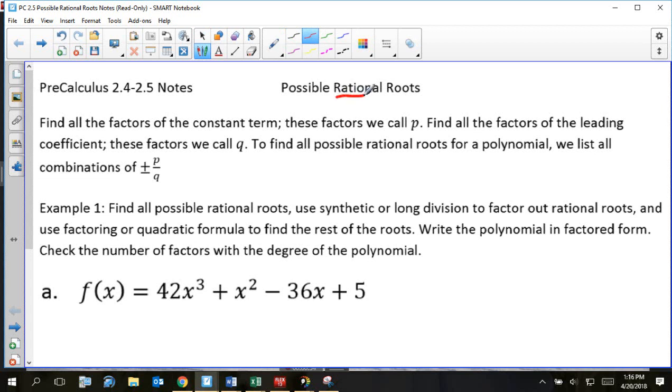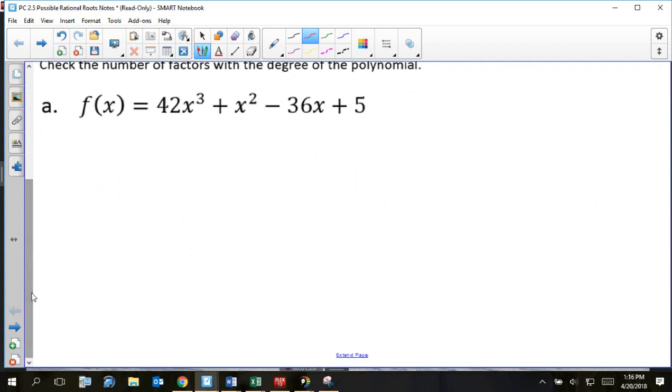Rational has the word ratio in it because it's any number that you could write as a fraction, like A over B. A over B could be like 4 over 2, which is actually 2. And possible means, just because I write it down does not mean it is a zero. These are possibilities. We're going to find all the possible rational solutions, or x-intercepts, or zeros.